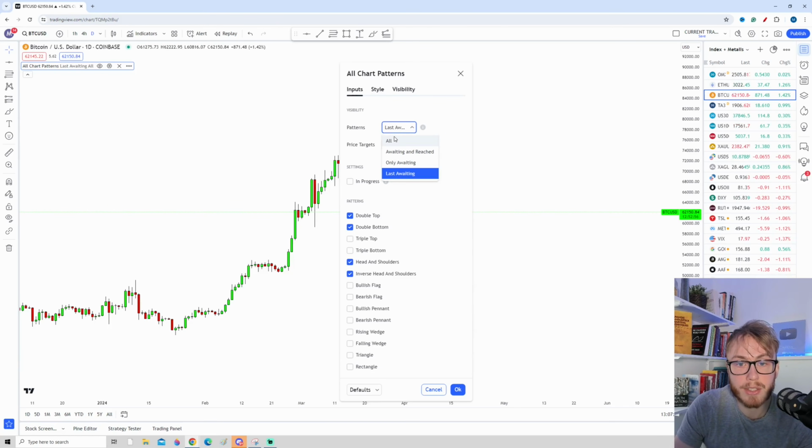Here on the top setting, you can also choose between showing all patterns or only the last patterns, and so on and so on. And you also have different settings for targets. You can choose to have all targets, or if you want to create your own targets, you can choose no targets here. It's totally up to you.